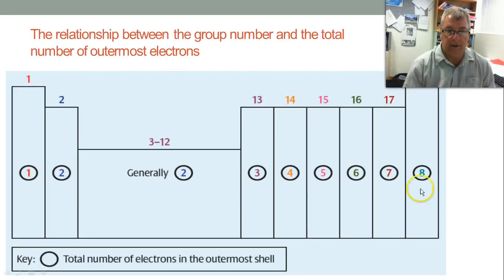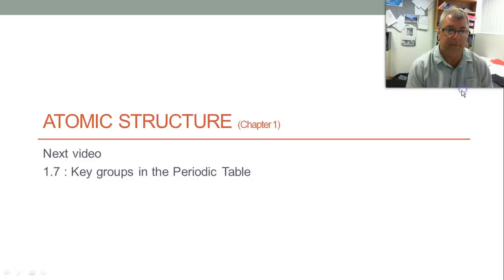Now here's a skeleton version of the periodic table. There's our group 1, 2, these are groups 3 to 12, 13, 14, 15, 16, 17, 18, and this is showing the total number of outermost electrons. Not the total number of electrons, but the outermost electrons. You can see group 1 has 1. Group 2 has 2. And if we jump over here, group 18, the noble gases, has 8 electrons in the outer shell. Group 17 has 7 electrons. These are the halogens. Okay? And we'll look at that in more detail as well.